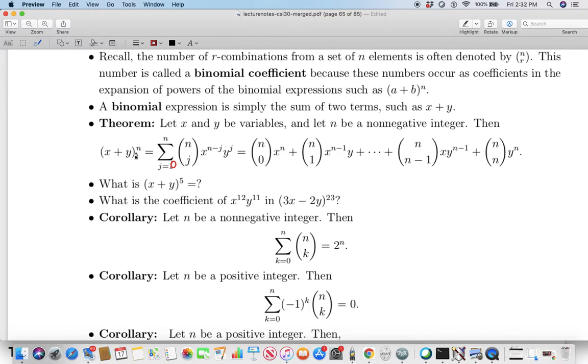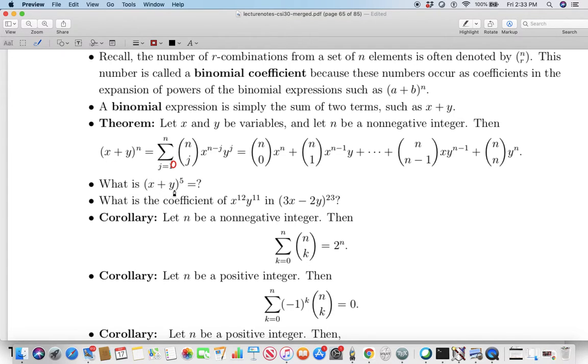Basically, if you notice, I want to achieve degree n using x and y. So either I have no y, or 1 y, or 2 y's, or n minus 1 y's, or all n y's. That's what is happening. So choosing 0 from n, choosing 1 from n, those many x^n or x^(n-1) y will happen. And that's how you get this expansion.